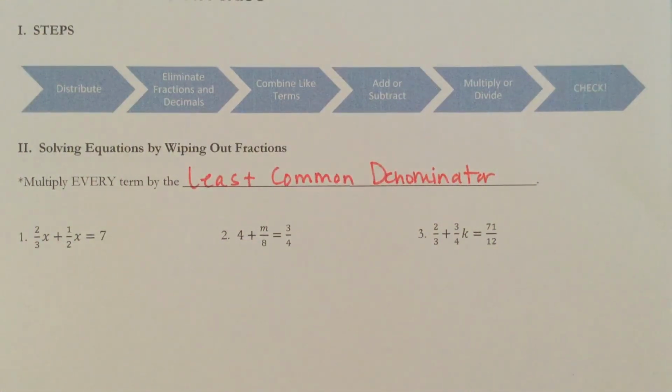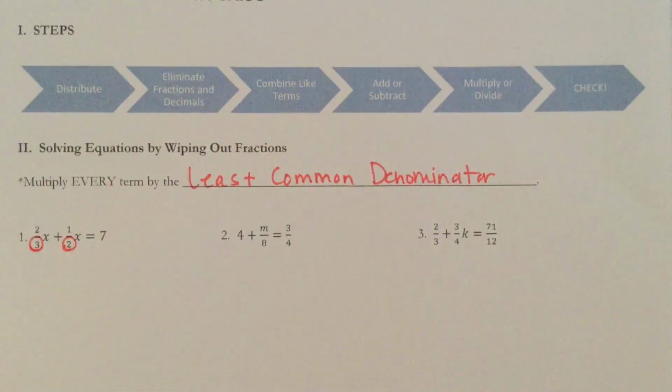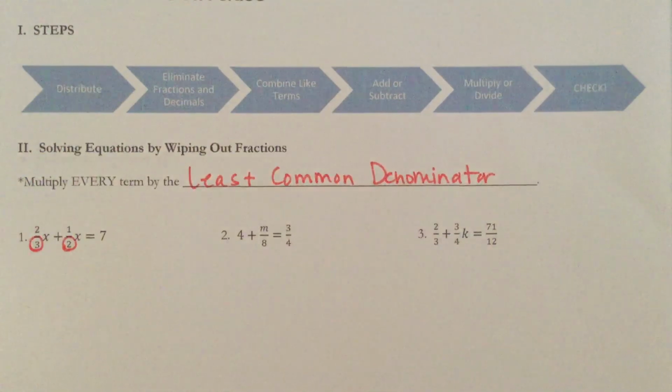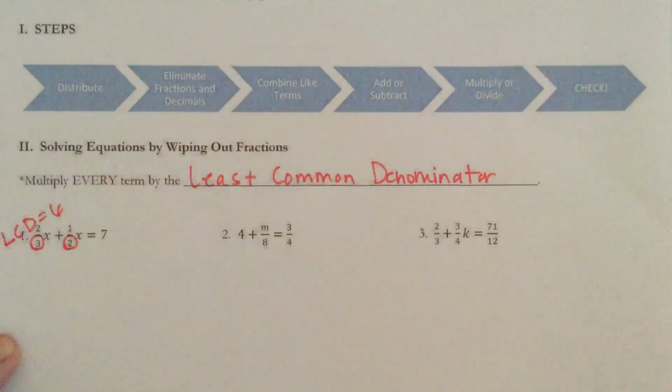In our first example, 2/3 x plus 1/2 x equals 7, I'm going to concentrate on my denominators of 3 and 2. And I want to think about the smallest number, least, that 3 and 2 both go into. So the smallest number that 3 and 2 both go into is 6. We are now going to multiply every term by 6.